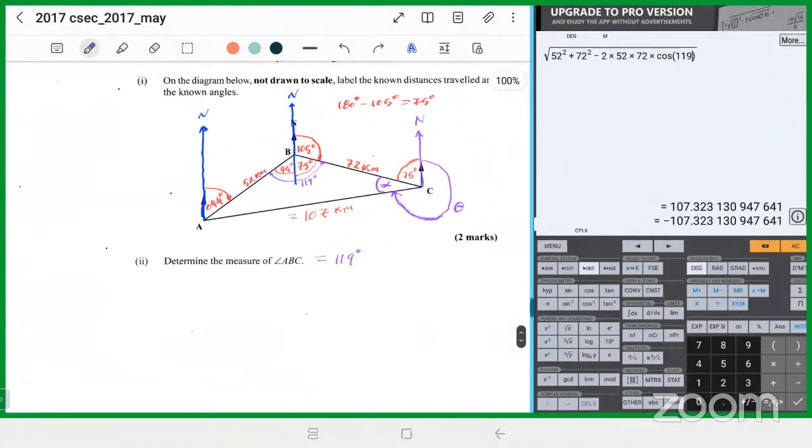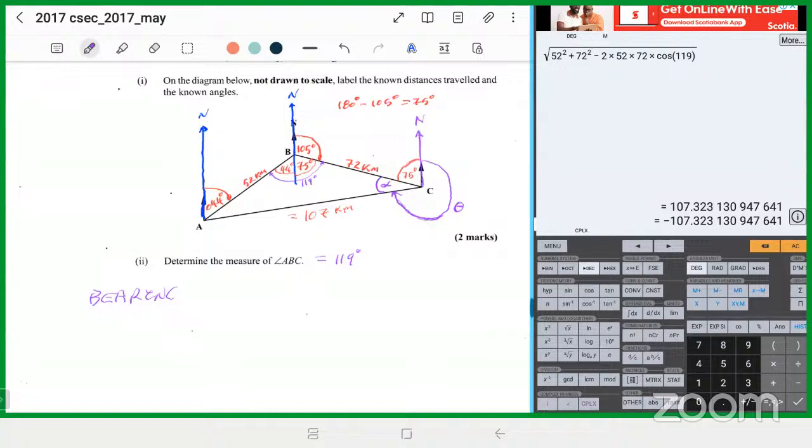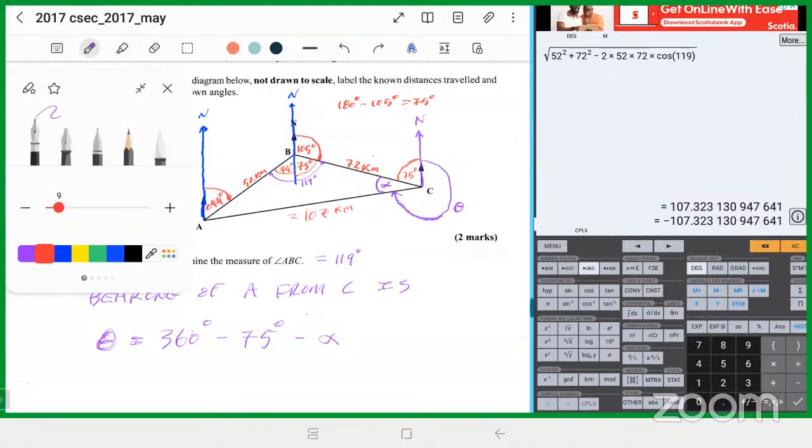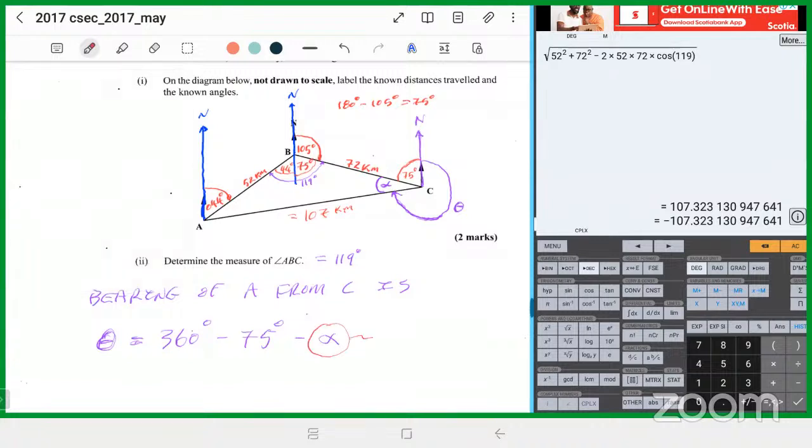Let's work it in purple. So I'm going to tell the examiner bearing. I'm referring to my diagram now. Bearing of A from C is actually the angle theta on my diagram, which is equal to 360 degrees minus the 75 degrees and minus the alpha. And I have to work out alpha, doing it the same every time. So I know I'm using sine rule for alpha. So I'm telling the examiner I'm using sine rule. Sine rule.